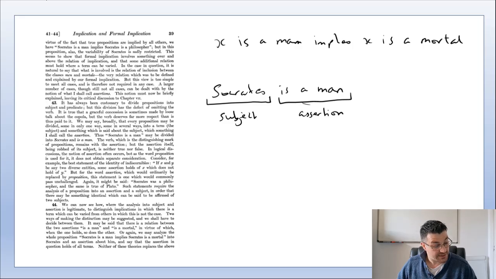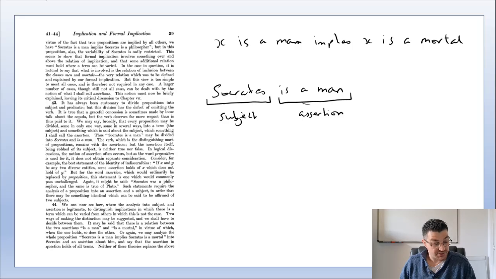The assertion itself, being robbed of its subject, is neither true nor false. In logical discussions, the notion of assertion often occurs, but as the word proposition is used for it, it does not obtain separate consideration. Consider, for example, the best statements of the identity of indiscernibles. If x and y be any two diverse entities, some assertion holds of x which does not hold of y.